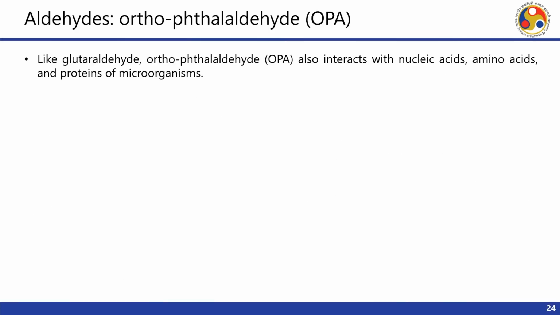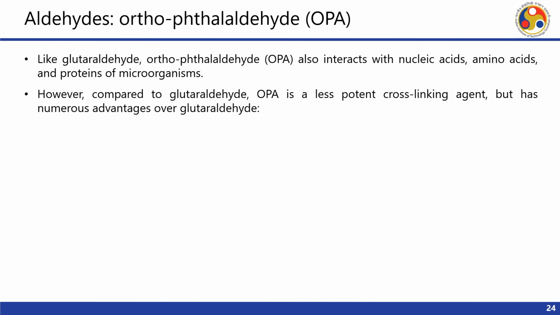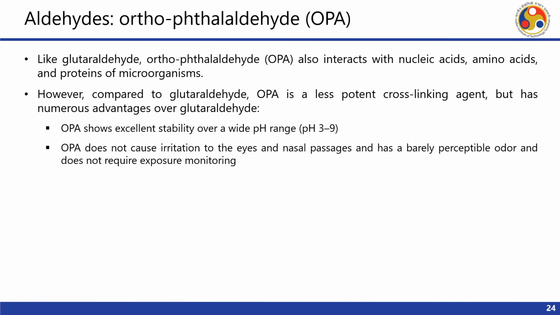Another type of aldehyde is ortho-phthalaldehyde or OPA. Like glutaraldehyde, ortho-phthalaldehyde also interacts with nucleic acids, amino acids and proteins of microorganisms. However, compared to glutaraldehyde, OPA is a less potent cross-linking agent, but has numerous advantages over glutaraldehyde. OPA shows excellent stability over a wide range of pH ranging from 3 to 9.